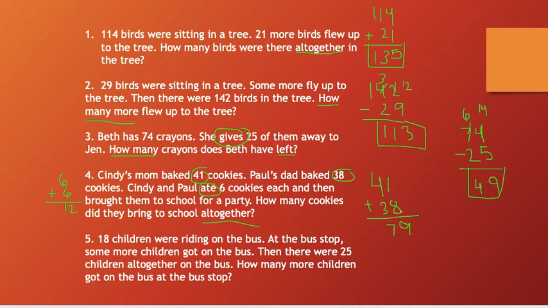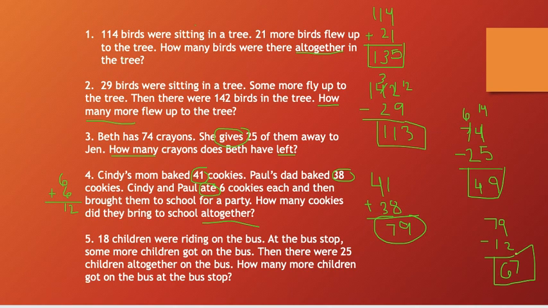They're no longer there. So we're going to do 79, which is our total of how many they baked, minus 12, since they ate those cookies. So we have 9 minus 2 is 7, and 7 minus 1 is 6. So they ended up bringing 67 cookies to school. So they started with 79, but this was a two-step problem. Even though there was addition, there was also subtraction because we added the total cookies and then we subtracted how many they ate.